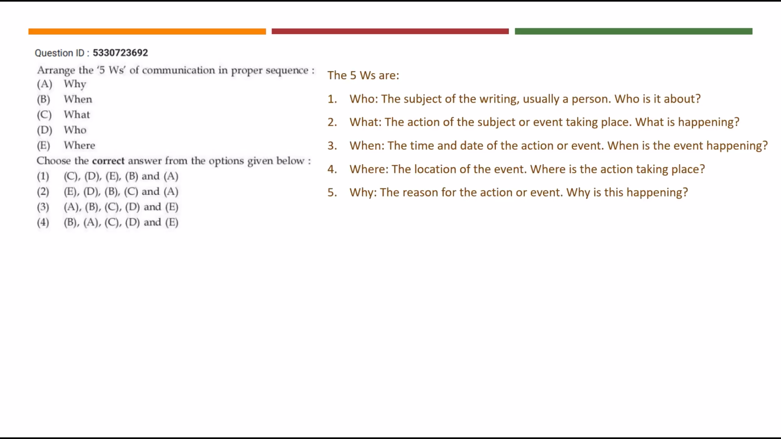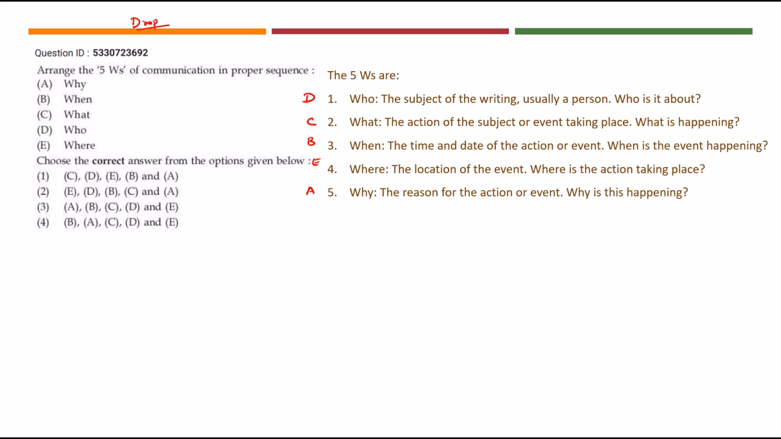Who, what, when, where and why. What is who? It is D. What is in C. When is in B. Where is in E. Why is in A. Do we have an order D, C, B, E, A? No. That's why this question is dropped.